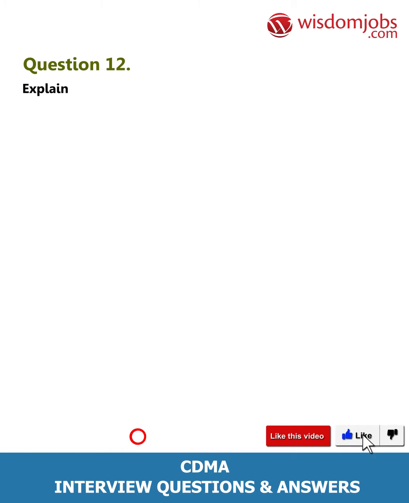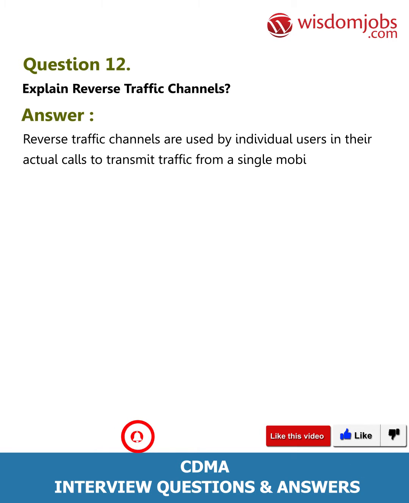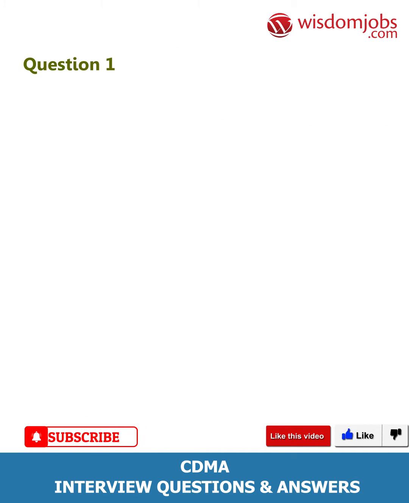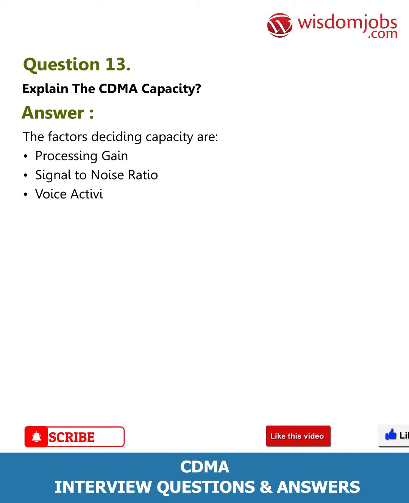Question 12. Explain reverse traffic channels. Answer. Reverse traffic channels are used by individual users in their actual calls to transmit traffic from a single mobile station to one or more base stations. Question 13. Explain the CDMA capacity. Answer. The factors deciding capacity are processing gain, signal-to-noise ratio, voice activity factor and frequency reuse efficiency.